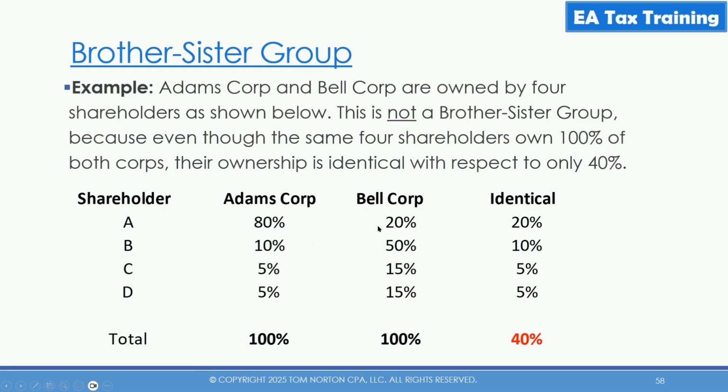However, there is one more test. Their identical ownership has to meet that 50% threshold. So what does identical ownership mean? Well, you go through for each one and you take the lowest percentage. So shareholder A owns 80% of Adams, 20% of Bell. The lowest is 20%, so we're going to use 20%. Then shareholder B, their lowest of the two is 10%, and then C and D here, their lowest is 5%. So this is their identical ownership in these two corporations. It only adds up to 40%. That's below the 50%. Therefore, this is not a brother-sister group.